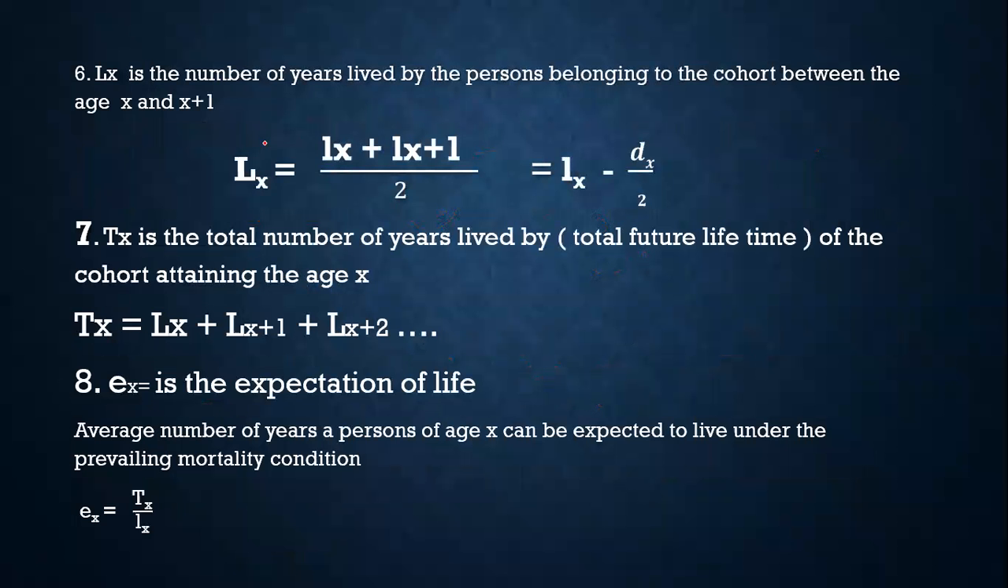Next one, LX, that is here again capital LX. It is the number of years lived by a person belonging to a cohort between the age X and X plus 1. Now cohort is what? It is a group of individuals who are born in the same condition, the same age group. So those persons who live between the age group of X and X plus 1.